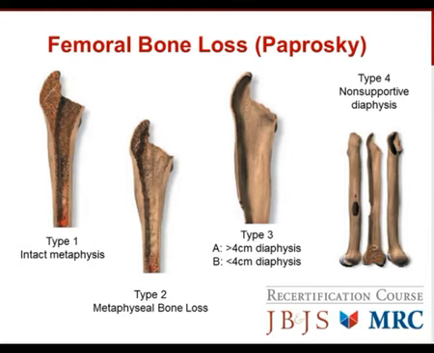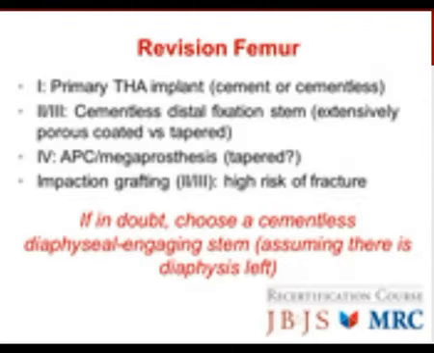A type 3 defect includes some diaphyseal damage as well. A 3A refers to the femur that still has 4 centimeters or more of diaphysis remaining. A 3B occurs when both the metaphysis and a significant portion of the diaphysis are damaged to the point where there's less than 4 centimeters of diaphysis remaining for fixation. The type 4 femur, those are the severe femurs that involve a non-supportive diaphysis.